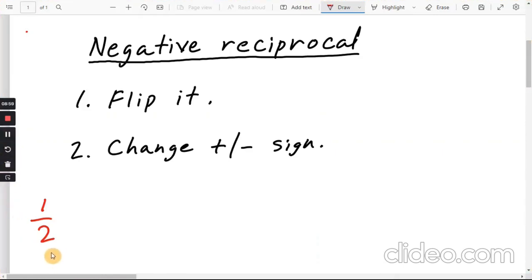All right, so let's try to find the negative reciprocal of 1/2. So there's two steps. The first step is to flip it, so 1 over 2 becomes 2 over 1. And then change the plus minus sign. The 1/2 is positive, so we're going to change that to a negative. Okay, and negative 2 over 1, of course, is just negative 2.